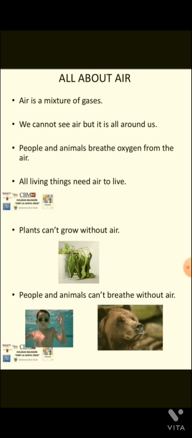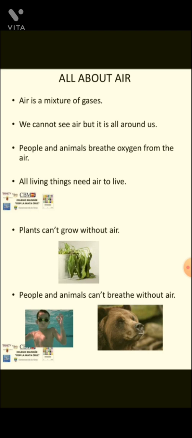We can feel it, but we cannot see air, okay, because it is colorless, odorless. People and animals breathe oxygen from the air. You know that we continuously breathe. We inhale, we take air inside, and exhale, take out air. So this process is known as breathing. In the breathing process we use oxygen. All living things need air to live.